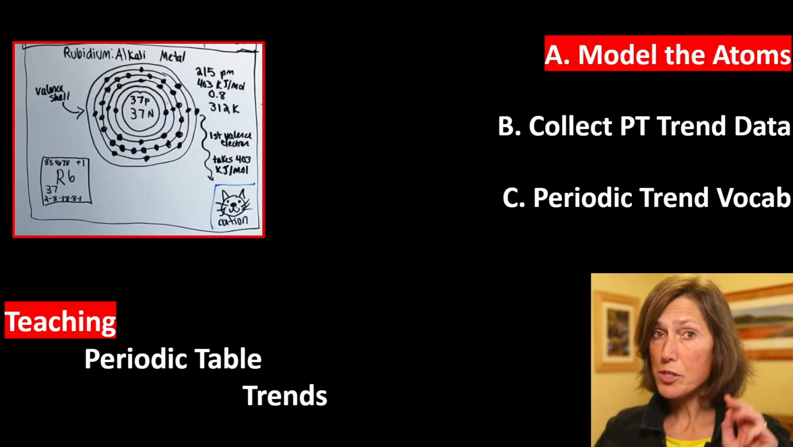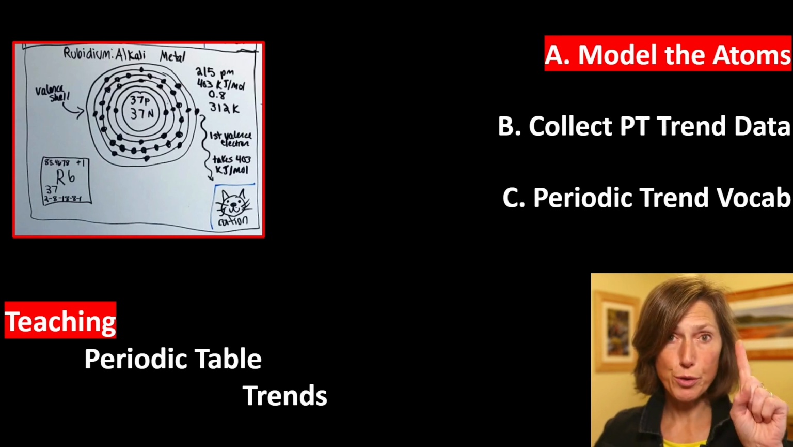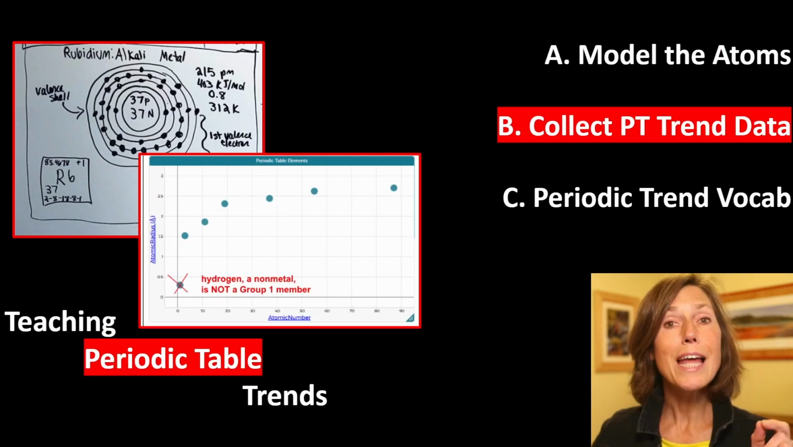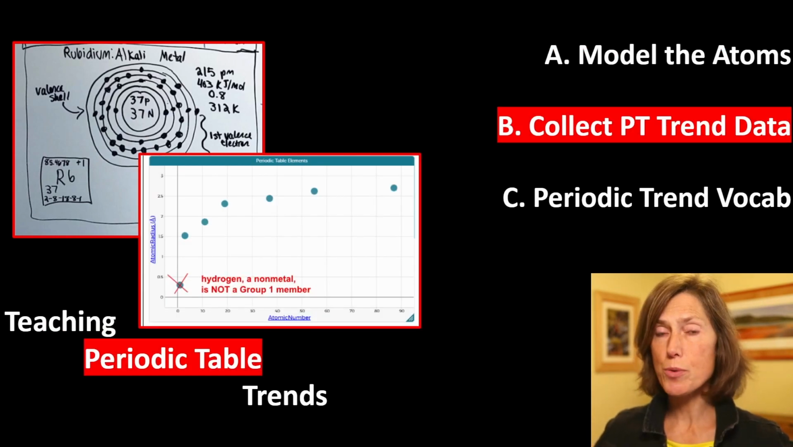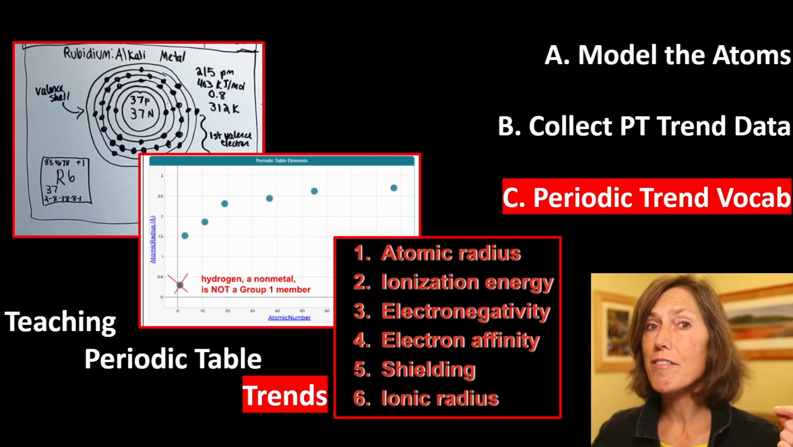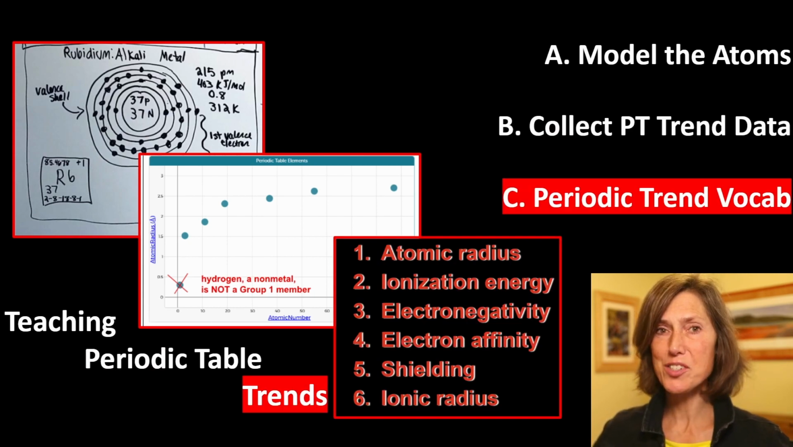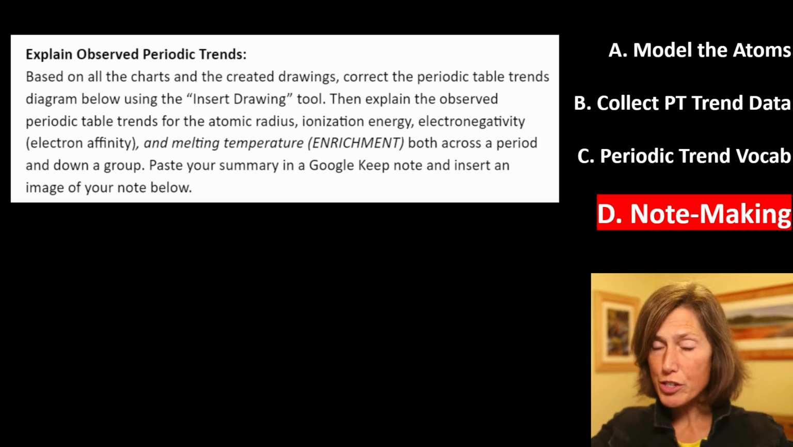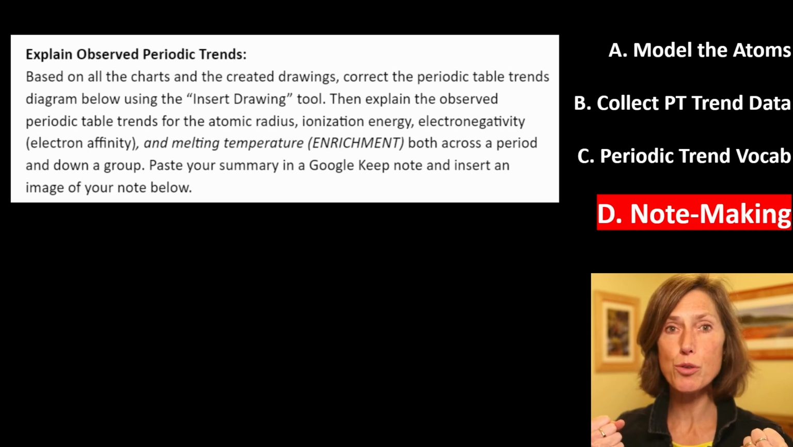So to recap these first 3 steps, you first have your students model the 4 atoms in the periodic table. Next, you have them collect periodic trend data so that they can see the bigger picture. Third, you have them playfully practice with 6 key periodic table trend vocabulary words. And then they're ready for some note making. That means they are basically going to extract everything they've learned so far and put it in their own words.